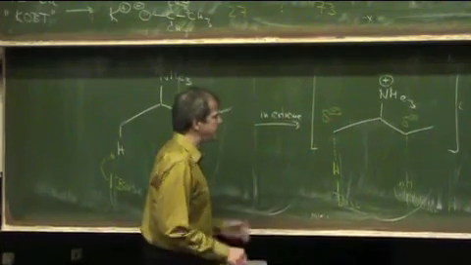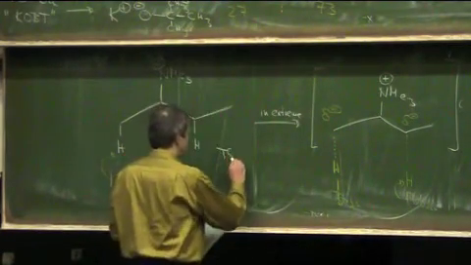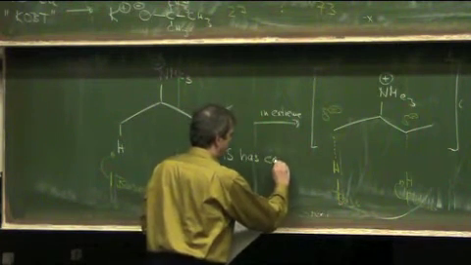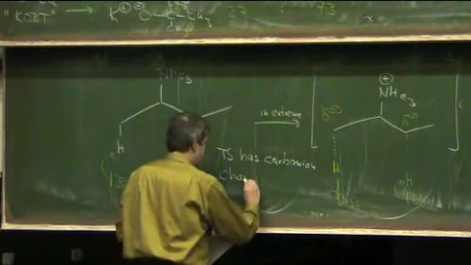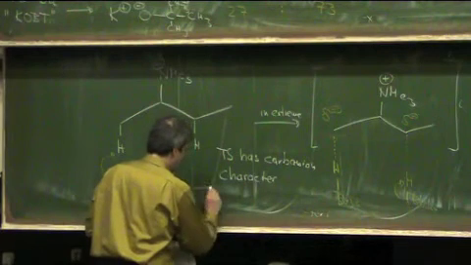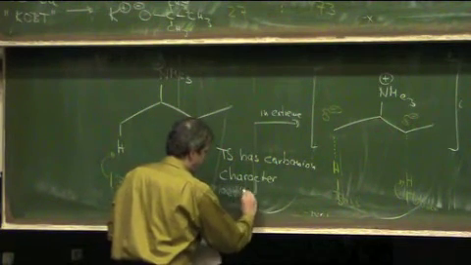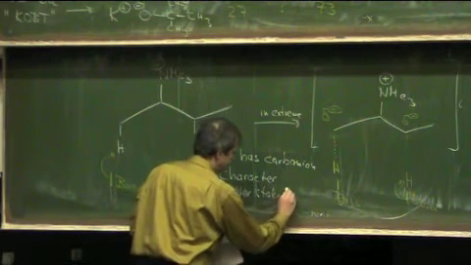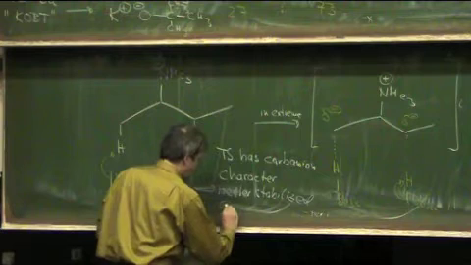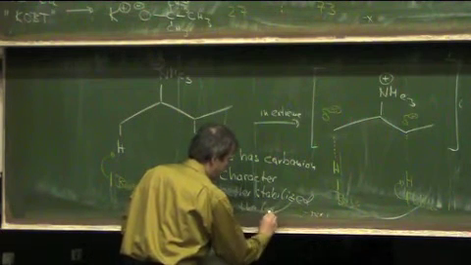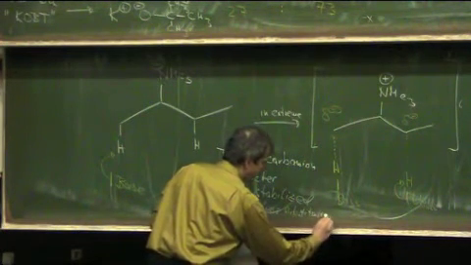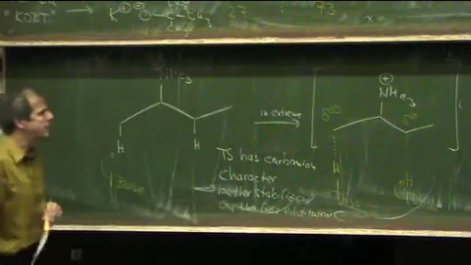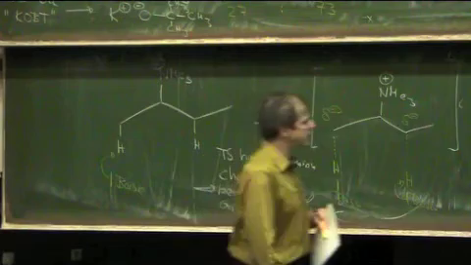So the transition state has carbanion character, and this is better stabilized on the less substituted carbon, which then takes the negative charge. And we see this here then very dramatically.